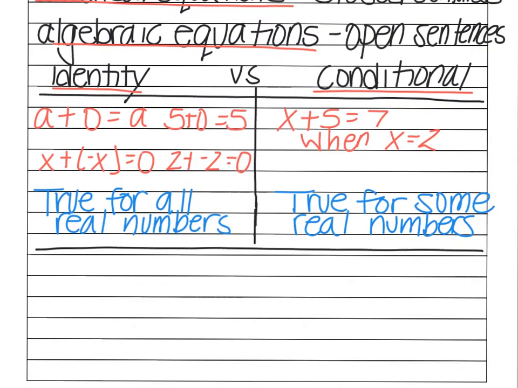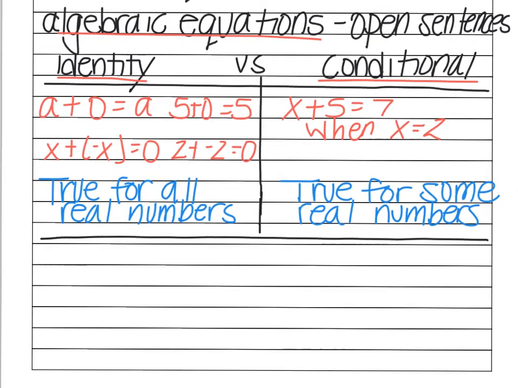Here we have identity versus conditional. So identity could be a plus 0 equals a. So again, you're adding something and still getting itself. Like 5 plus 0 is 5, 6 plus 0 is 6. So anytime you add 0, you always get yourself.